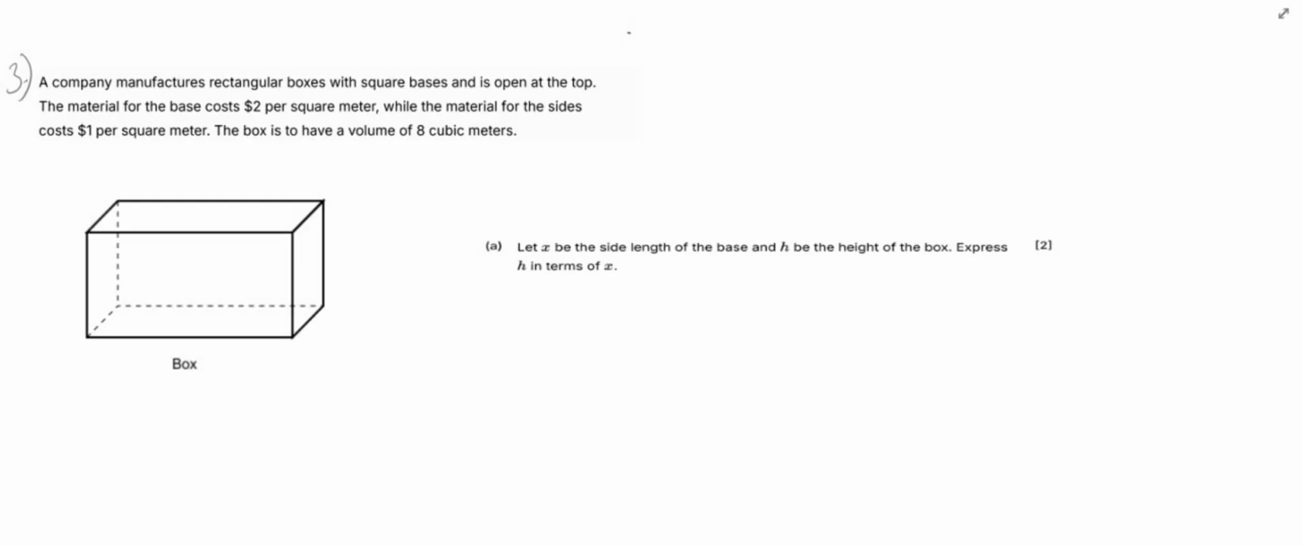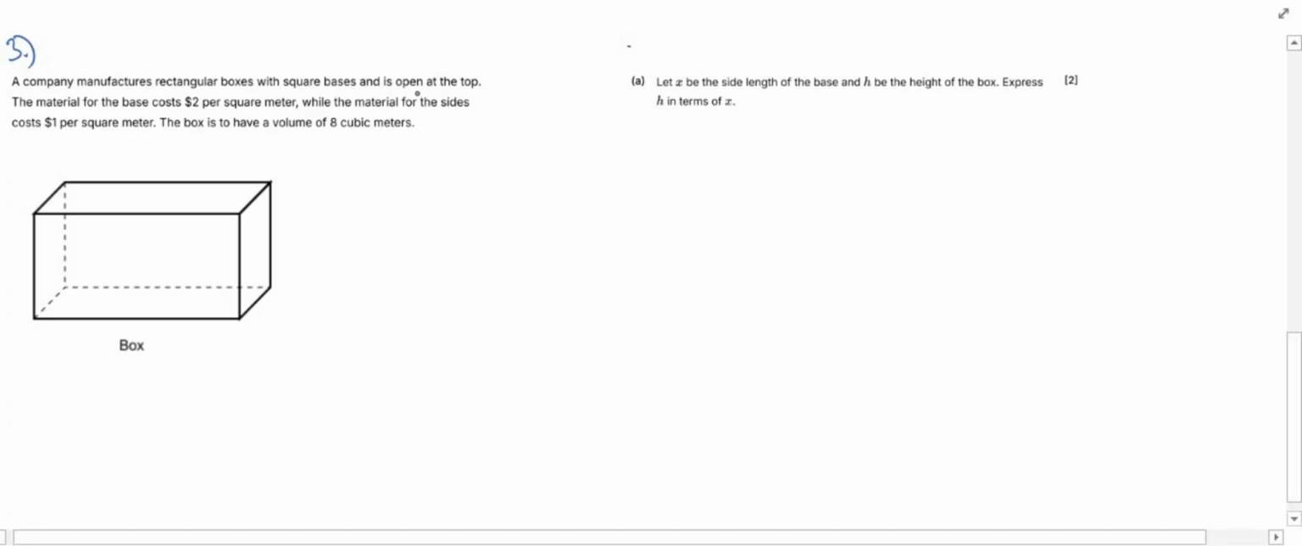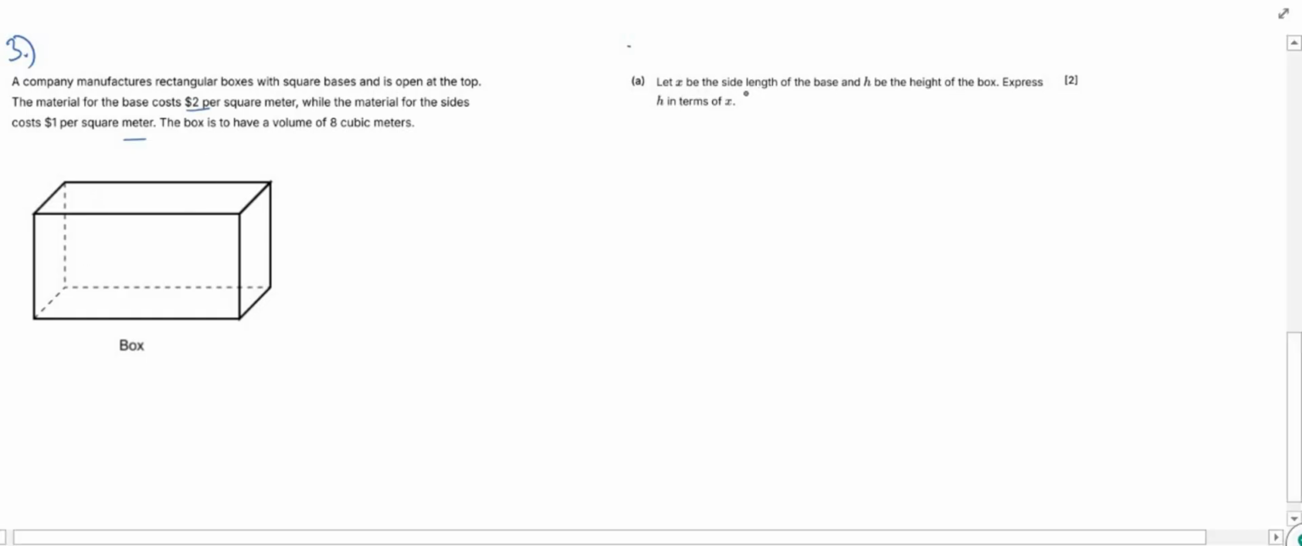Alright, now it's time for the third question. The question says a company manufactures rectangular boxes with square bases and is open at the top. The material of the base costs $2 per square meter, while the material for the sides costs $1 per square meter. The box is to have a volume of 8 cubic meter. So this is the box. The first part says, let x be the side length of the base and h be the height of the box. Express h in terms of x.